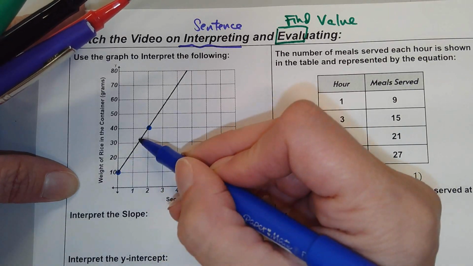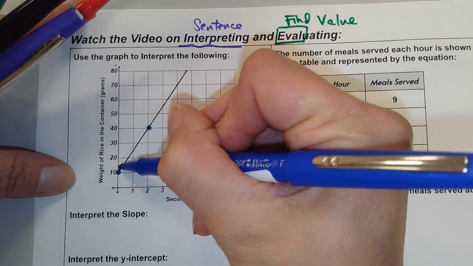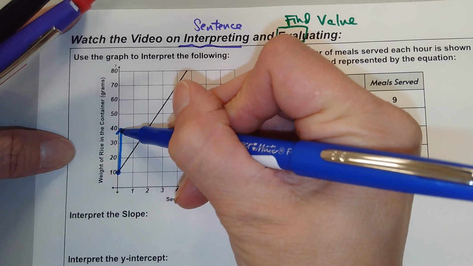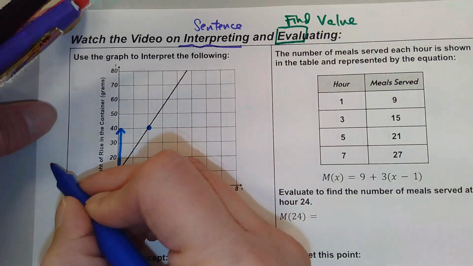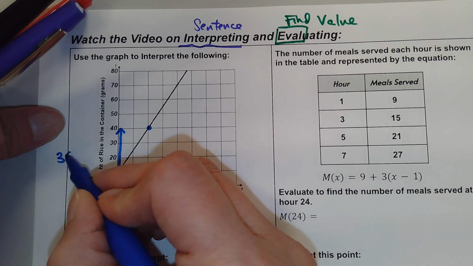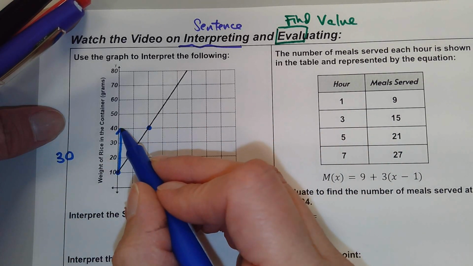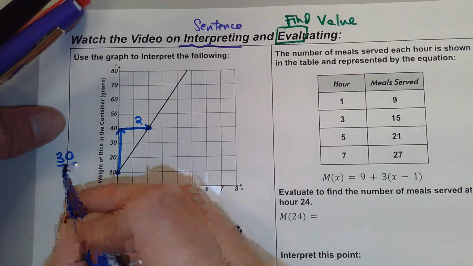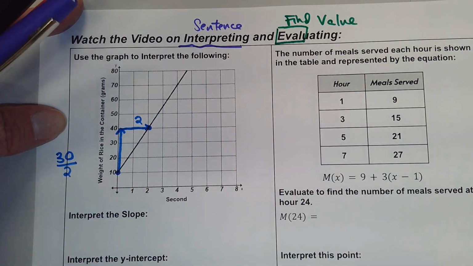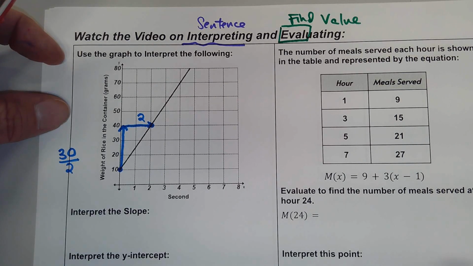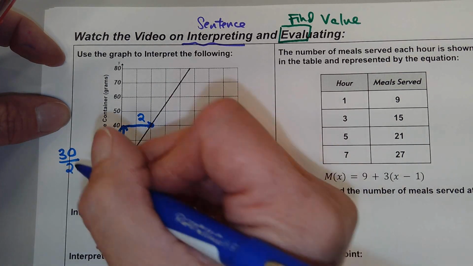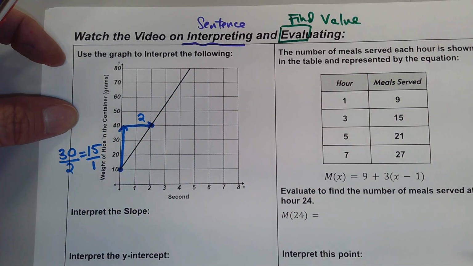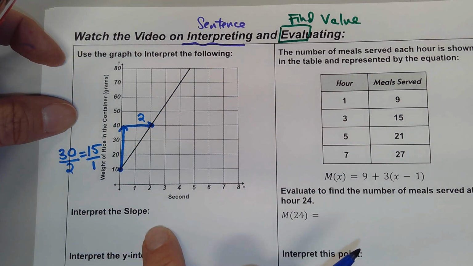So from point to point, we go up 10, 20, 30. So we have up 30, and then we go to the right 2. 30 over 2. And that, of course, can be reduced into what? That can be reduced into 15 over 1. Now we have to interpret the slope.